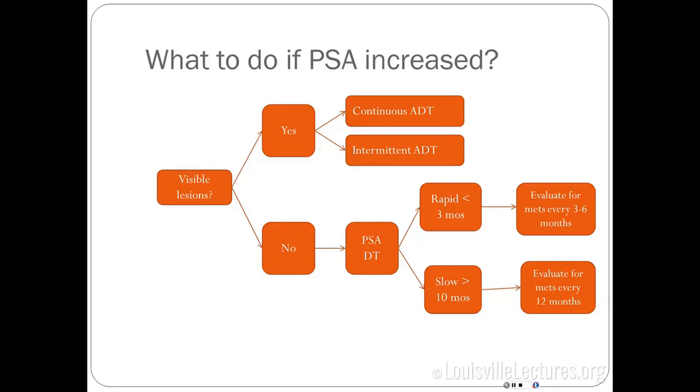So if your PSA does go up after a locally directed therapy, then what you do really depends on whether or not you have detectable lesions on scans. If you don't have any detectable lesions on scans, we call that a biochemical relapse. Okay, the relapse may be occurring, it probably is occurring, but all you have is biochemical evidence, which is a PSA increase. If you do scans for a PSA increase after a locally directed therapy and you see lesions, then we treat that as advanced disease and start androgen deprivation therapy.